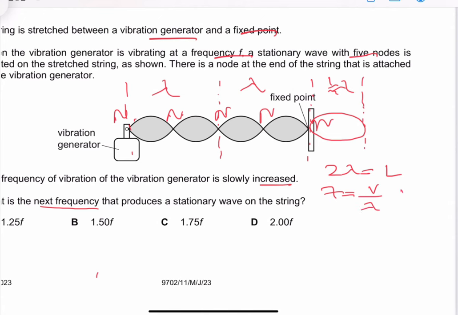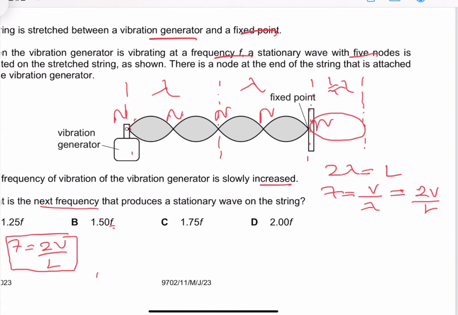It was equivalent to 2V over L, right? Because our lambda is L over 2. So our initial frequency was F, which is equal to 2V over L. This was our initial frequency, and we want to find the next frequency in terms of f.